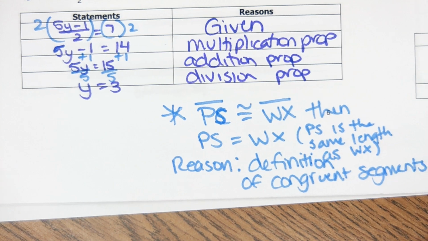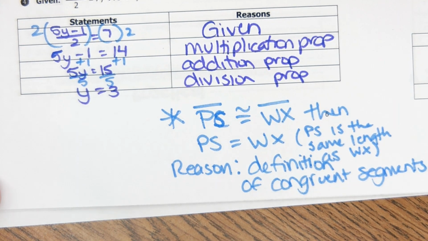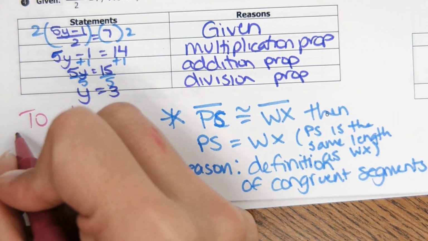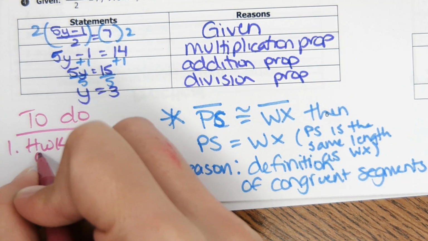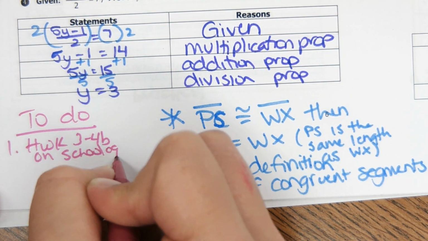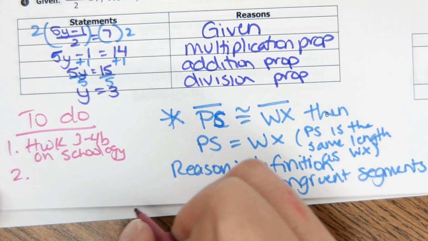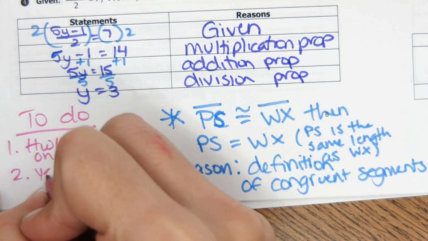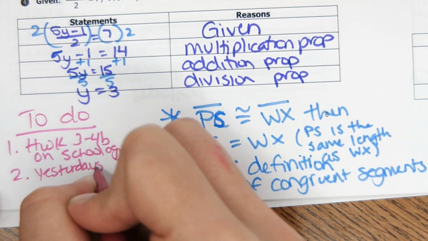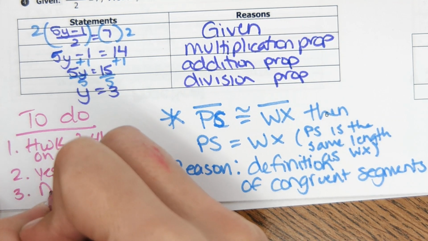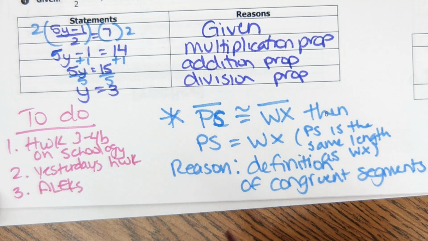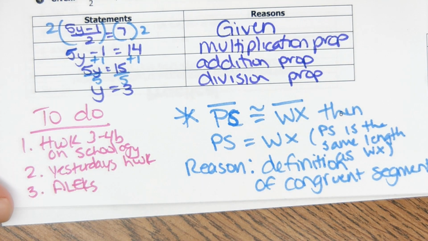Okay, so your to-do list from now until the end of class, you have homework 3-4B on Schoology. Some of you got distracted with the video yesterday and didn't do yesterday's homework. So if you need to do yesterday's homework, use today to get that done if needed. And then also work on your Alex. And remember, even if there's hurricane days, Alex is still due at the end of the week. So make sure that that's done so hurricane doesn't mess with your grade.